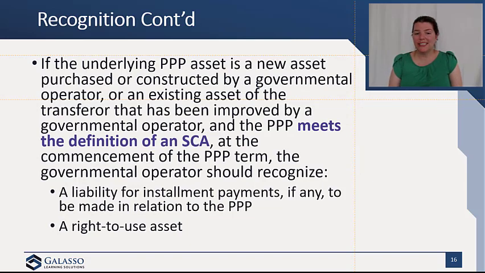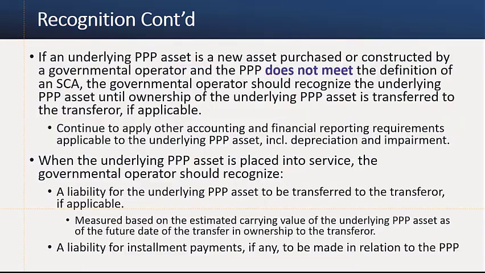If I have to purchase the asset or construct the asset or improve an existing asset and it meets the definition of a service concession arrangement, then I'm also going to recognize the liability for the installment payments and the right of use asset. If I do not meet the definition of a service concession arrangement, then I'm going to recognize the PPP until ownership is transferred to the transferor, and I would continue to apply whatever it is in terms of the financial accounting. And then when the asset is placed into service, the operator will recognize a liability for the underlying PPP to be transferred to the operator and a liability for installment payments that need to be made as a result of this.